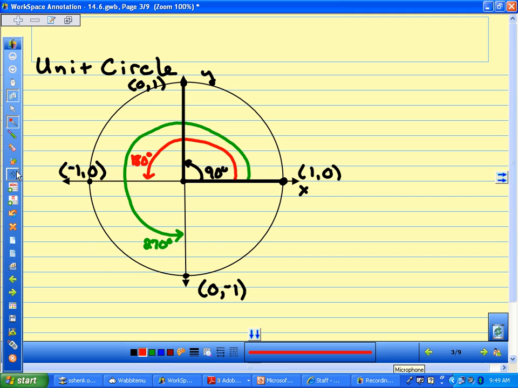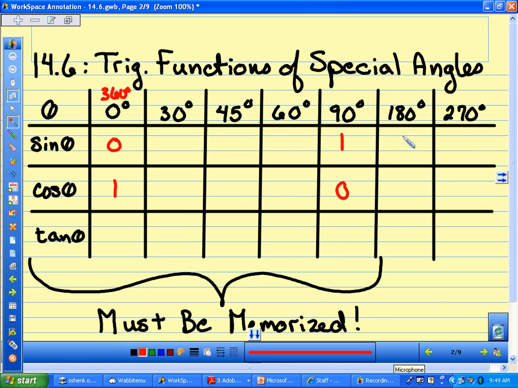Okay, I've got 180 in red. So let me change this to red. So 180 would start here, go to the origin, and then go right over to here. So the coordinate that we're looking at over here is negative 1, 0. What is the cosine of 180? Negative 1. What is the sine of 180? Let's go and fill that in. 180. The sine is 0. The cosine is negative 1.